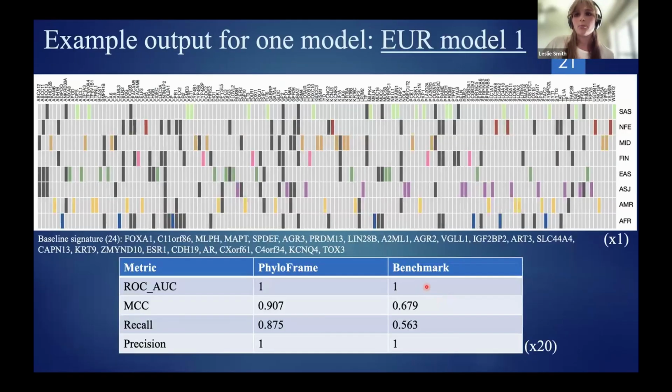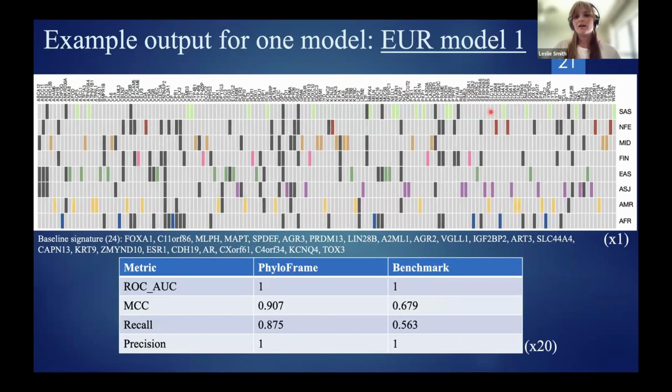And then this is an example output from one run of phyloframe. Both the benchmark and phyloframe are going to give you the gene list that they use to make the prediction. Then for phyloframe, we can actually go back and look at why a specific gene was included in the model. This heat map is showing the genes as the columns, and on the rows we have our ancestries.